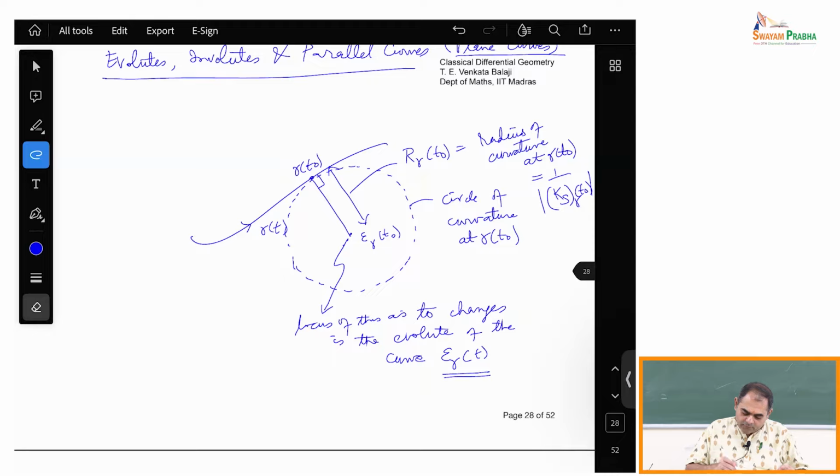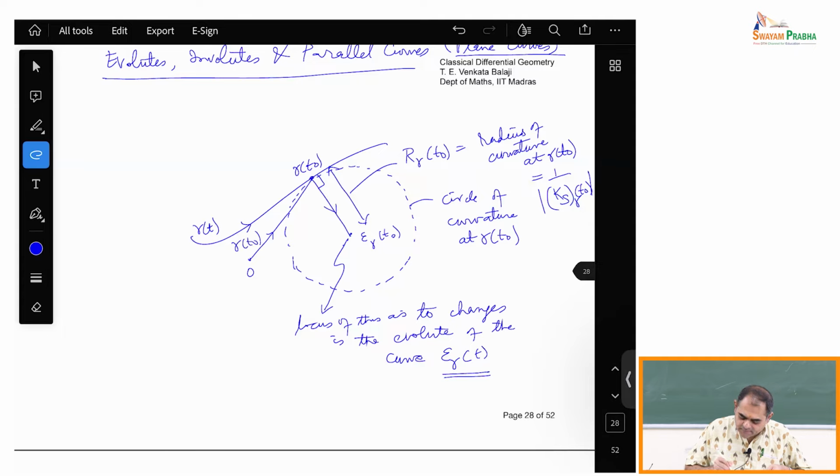You see, how do you reach this point? How do you get the position vector of this point? So what you do is that, suppose I take some reference point as the origin. So let me remove this. So this is my curve gamma of t.